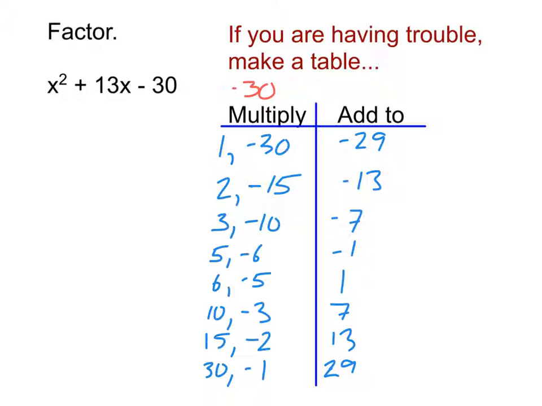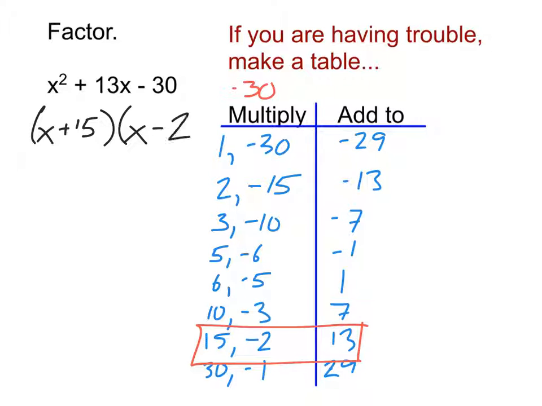And what I'm looking for is, where do I see a combination adding to the positive 13? Whoa. And you notice there's my winner. And so that tells me that my final answer would have to be x plus 15 times x minus 2.